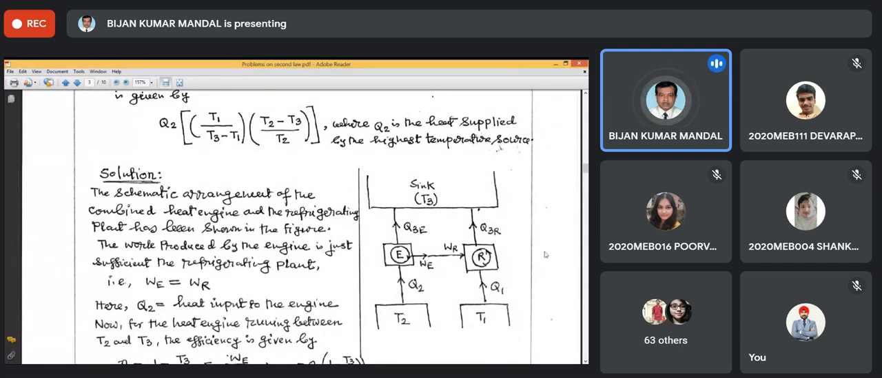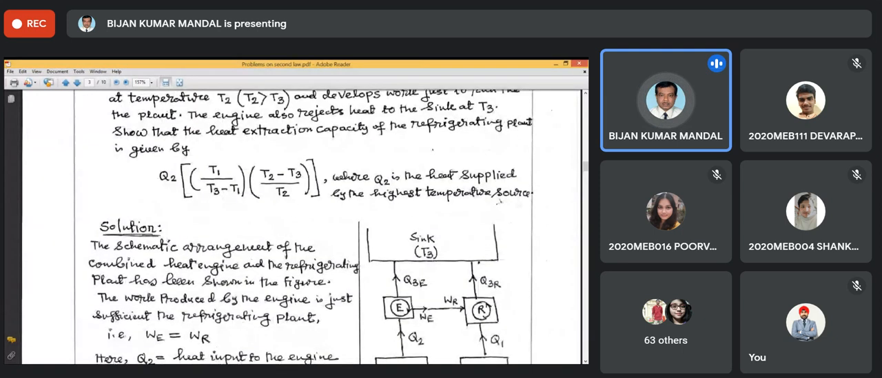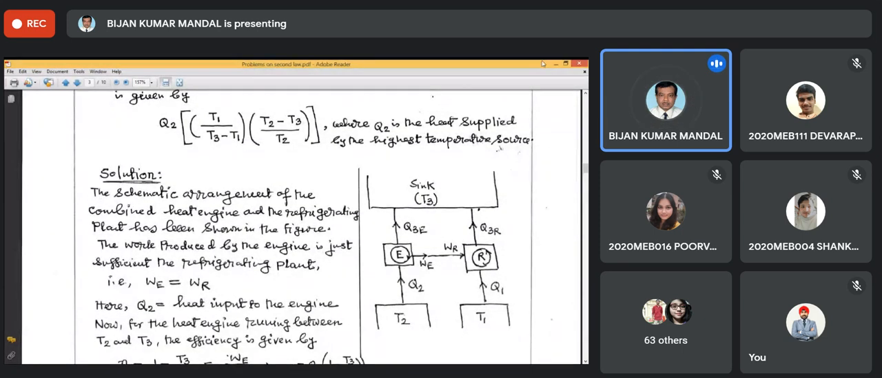So see, out of this, T2 is the highest temperature, and in between, T3 and T1, T1 is the lowest temperature. So the heat engine runs between T2 and T3. That is given, that is Q2 amount of heat is taken by the heat engine. It is producing some power WE, and the rest is rejected to the sink at T3.